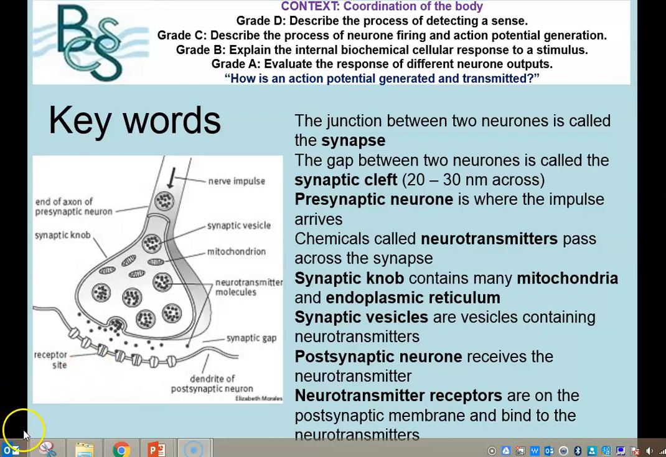Those receptors are going to be things like glycoreceptors on phospholipids, so glycolipids, or they could be glycoproteins embedded within the cell membrane. And if they recognise that neurotransmitter, that's going to then trigger a new action potential in the next cell.